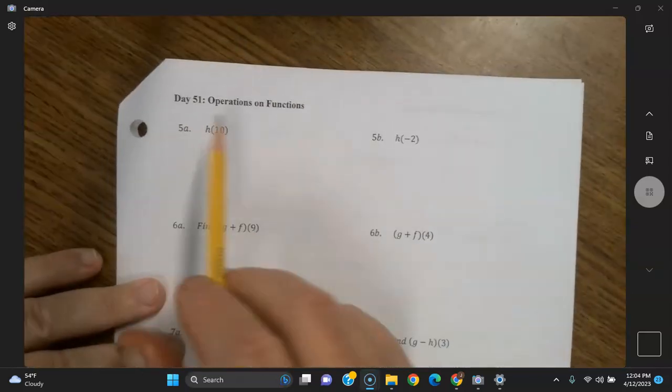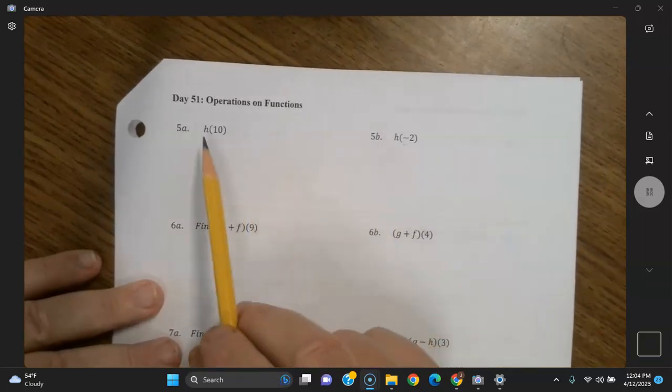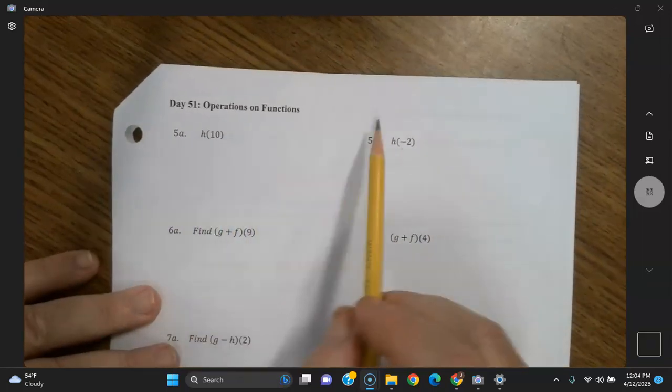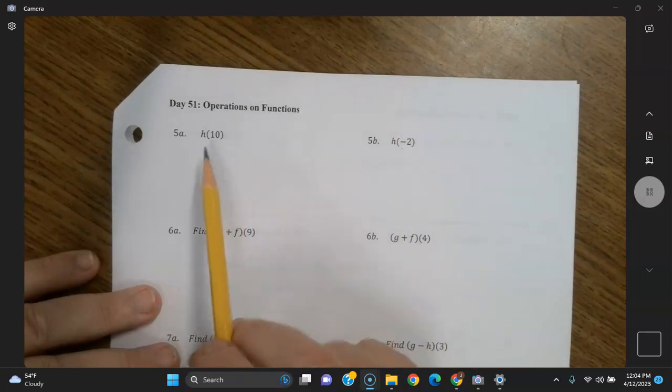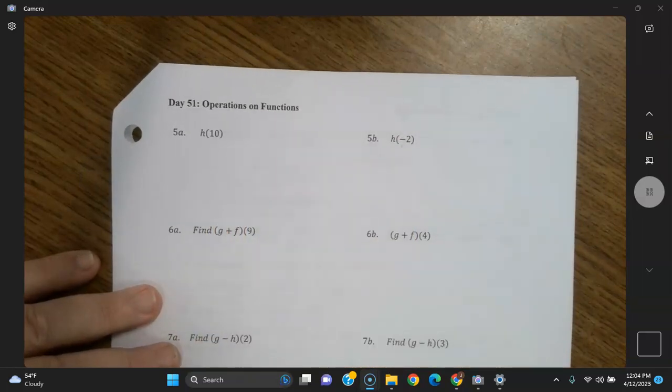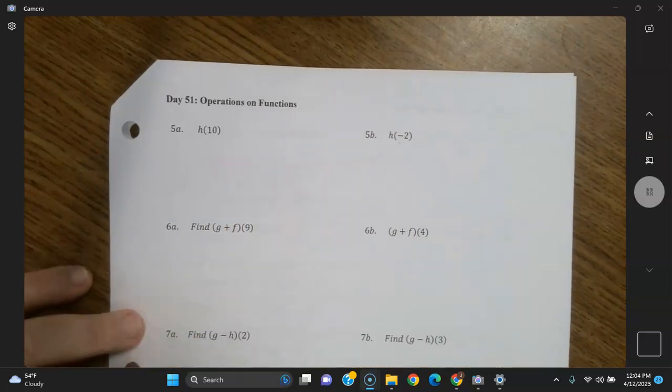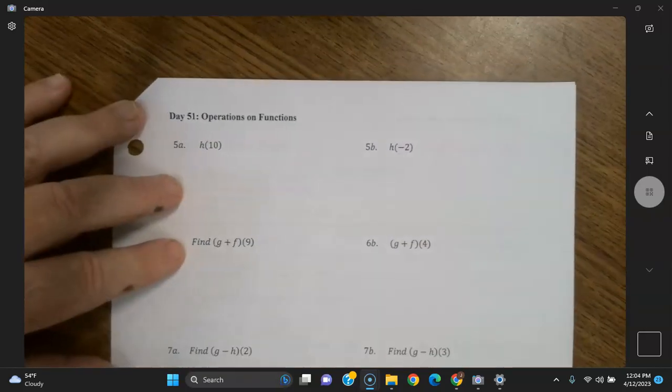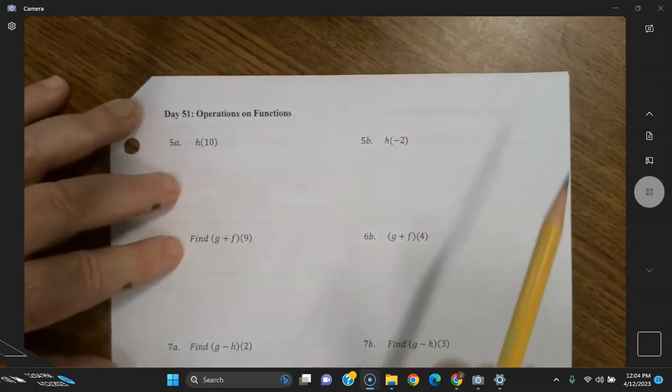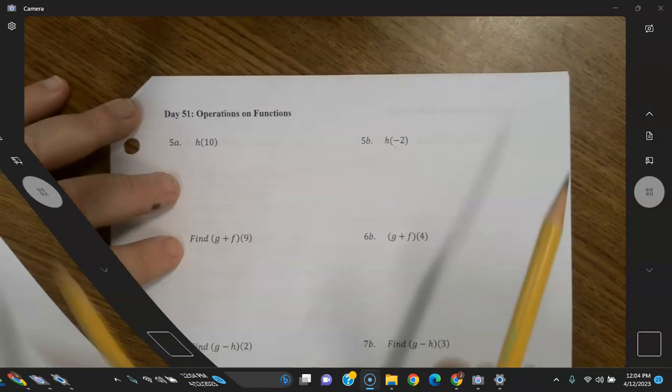And there you have h, two of them that involve h. So you go back to the previous page, I would copy that function up here, and then plug in a 10, plug in a negative 2. Okay, so I'm going to go ahead, I think, and write those functions up at the top. So we'll do that.